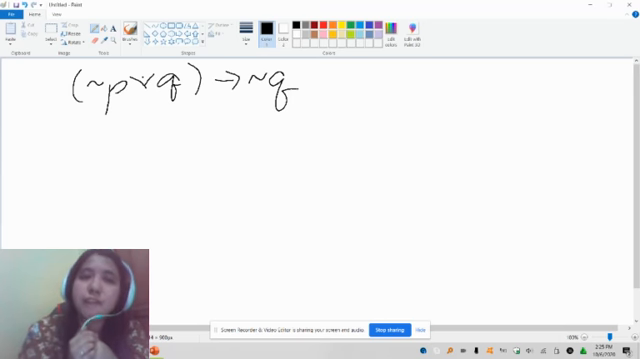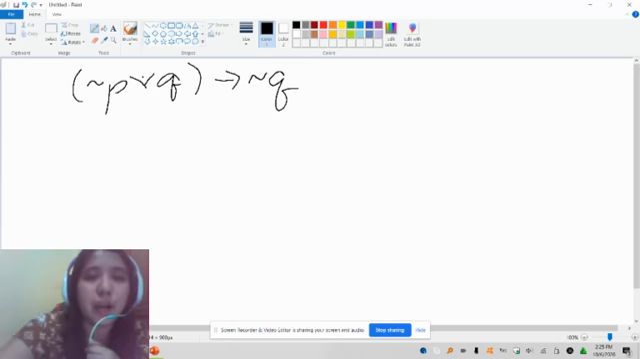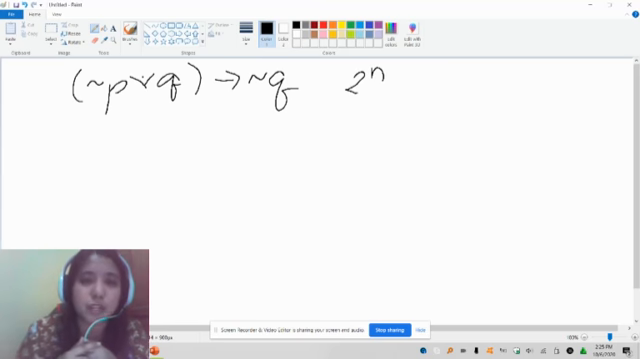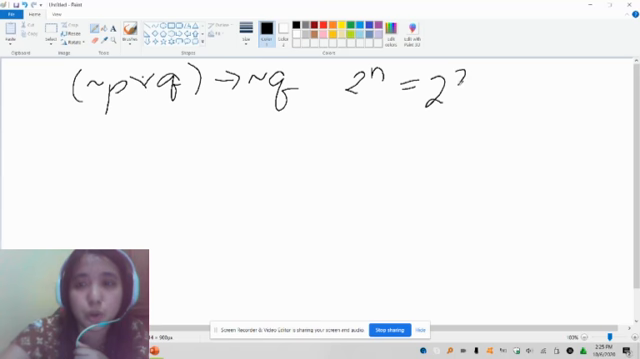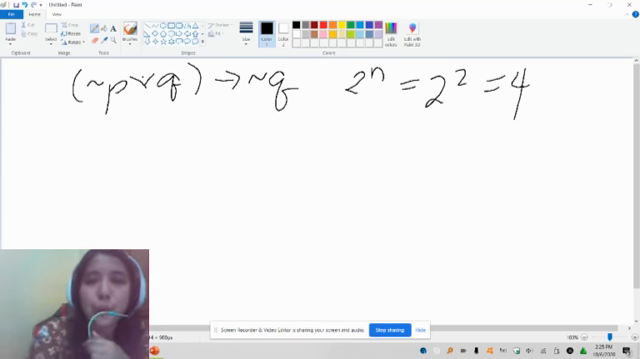In identifying the number of possible true and false combinations, the formula is 2 raised to n, where n corresponds to the number of propositions. Since we have P and Q, the number of propositions is 2. 2 raised to 2 is 4. So what are these possible combinations of true and false?